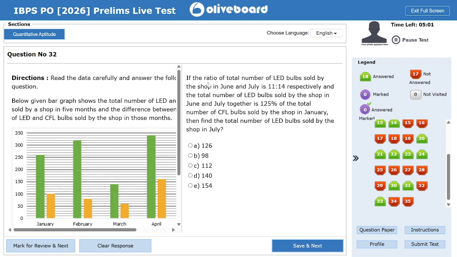Okay. The ratio between the total number of LED bulbs sold by the June and July is 11 is to 14. Respective total number of LED bulbs sold by shop in June and July together 140% is total number of CFL bulbs sold by shop in January. January CFL 180, 225 by 100 is equal 0, 9, 5.